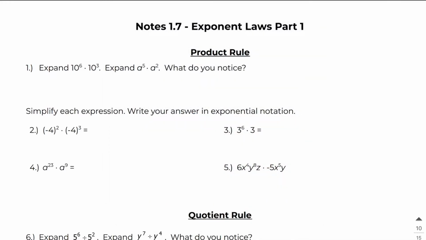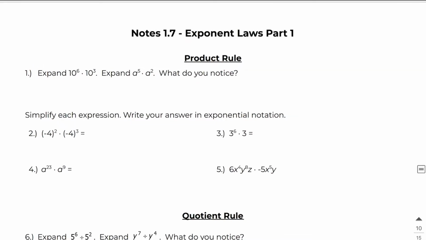Hi everyone, Notes 1.7 are on exponent laws, and this note starts on page 10, but we would have done all of this stuff together on page 10 in class. So we're going to actually take a look at page 11 in this video.